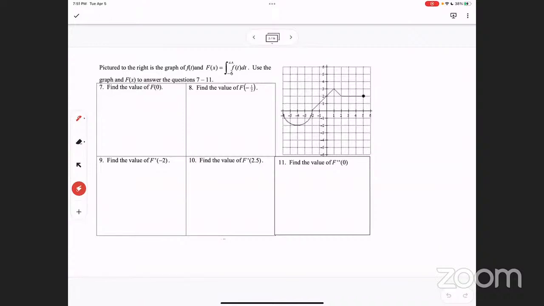For these problems, it says this is the graph of f of t. Okay, so this is f of t right here. What they're saying is that f of x is the integral from -6, which is right here, to 2x, of this function, of this graph. And remember, what the integral means is the area under the curve, or the area between the curve and the x-axis.